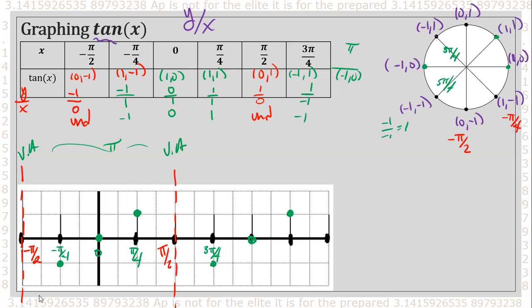Okay. And then when you get to 3 pi over 2, you are dividing by 0. So you should have an asymptote at 3 pi over 2. And we said this was pi, and then this one was 5 pi over 4. Okay, so let's go ahead and sketch this out. So we have something like this.